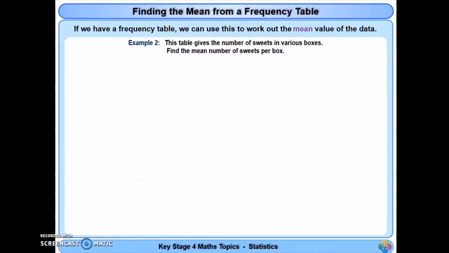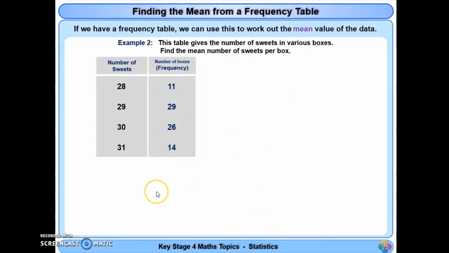Okay, let's have a look at another example. Again, a very typical question. This table gives the number of sweets in various boxes. Find the mean number of sweets per box. So you can see that in a box of sweets, there was either 28, 29, 30, or 31 sweets. There was 14 boxes which contained 31. There was 29 boxes which contained 29 sweets.